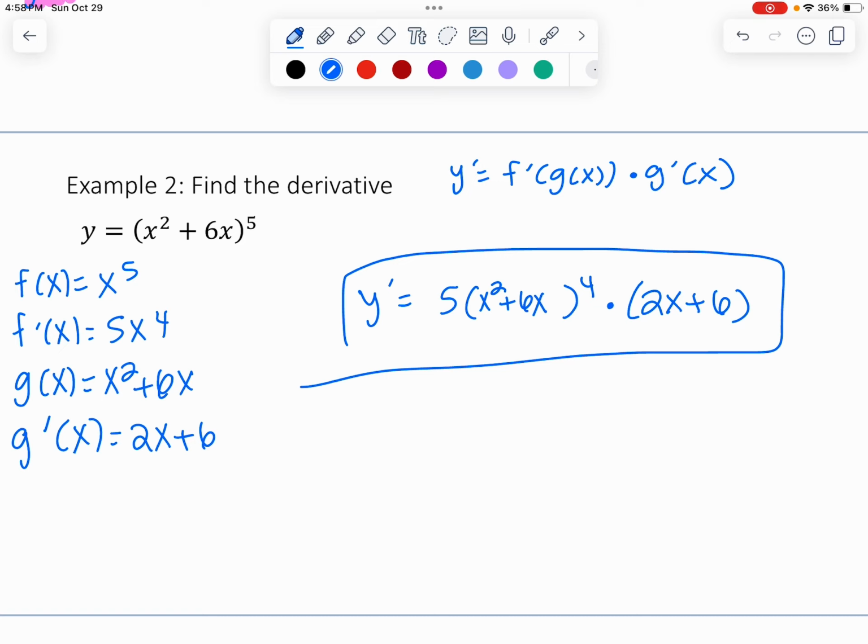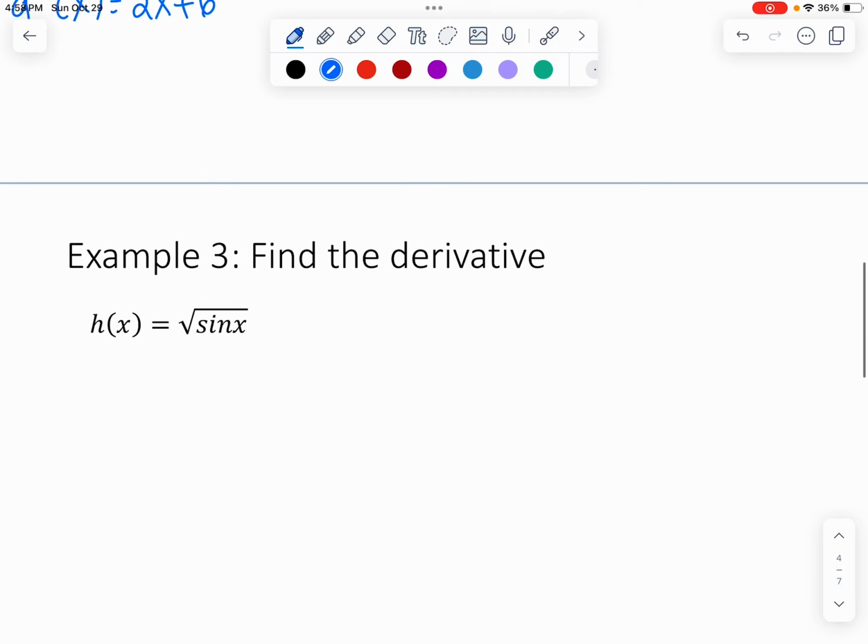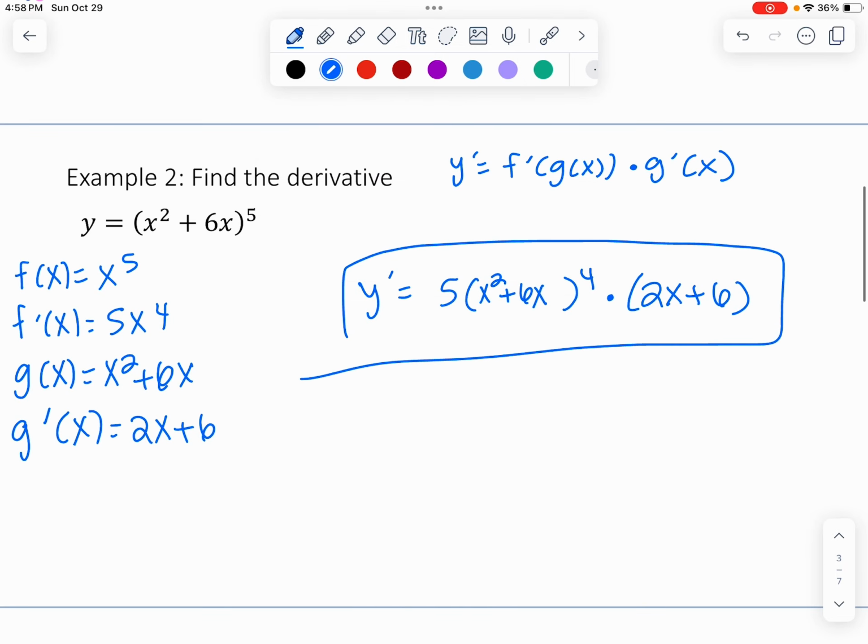Just make sure that you have the derivative of the inside function in parentheses, because if not, you're going to think that you're just multiplying this part by 2x and then adding 6, but that's not what's happening. You're multiplying this whole thing by 2x plus 6. And so that's just an order of operations thing. If you don't have those parentheses there, you're not communicating the right idea. So that was the chain rule when we just had some polynomial functions.